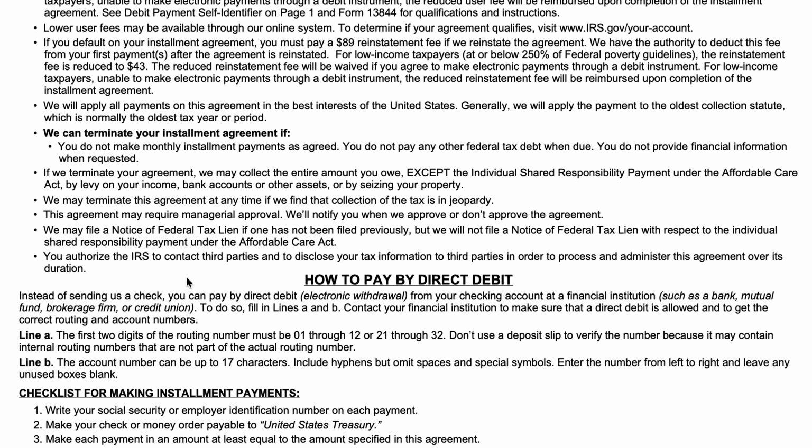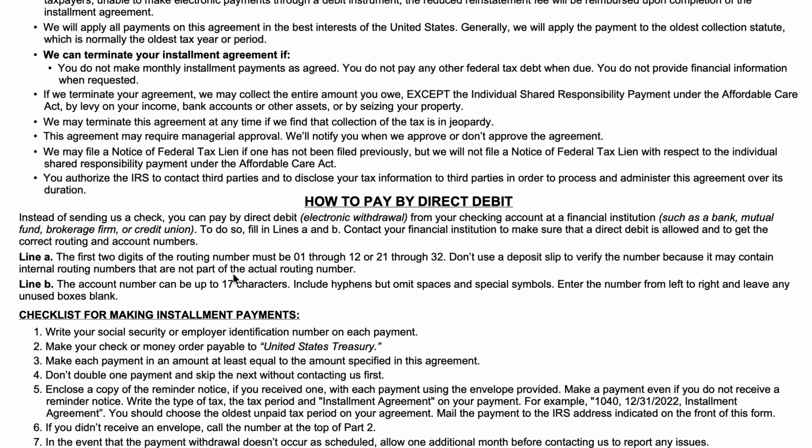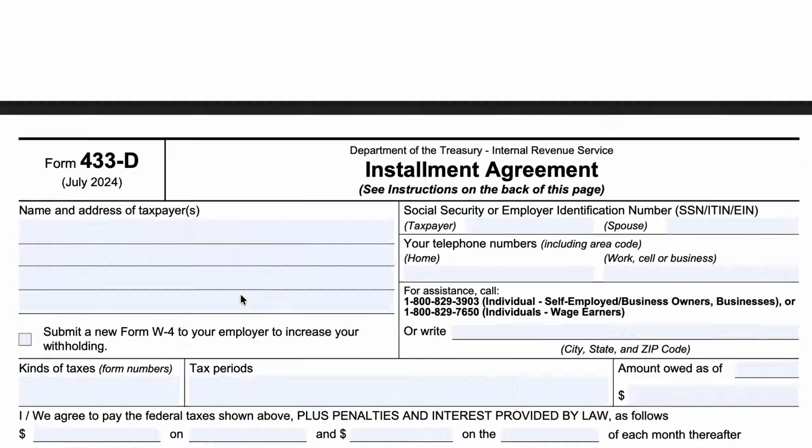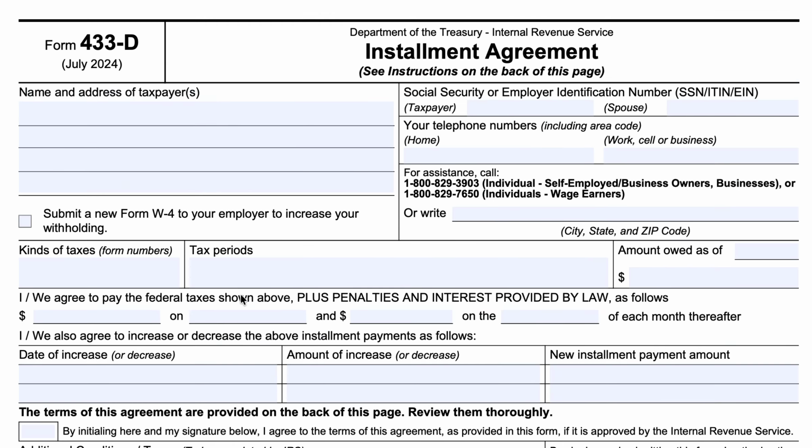They may still reserve the right to file a notice of federal tax lien as part of this payment agreement. And then there's a checklist for making your installment payments if you choose to not pay by direct debit. So let's go through the top of this.